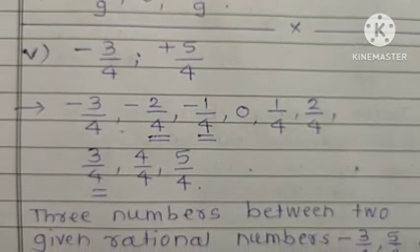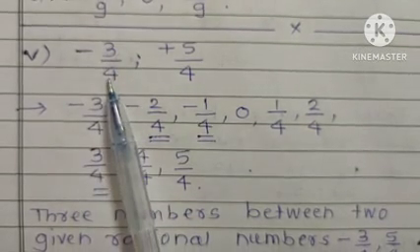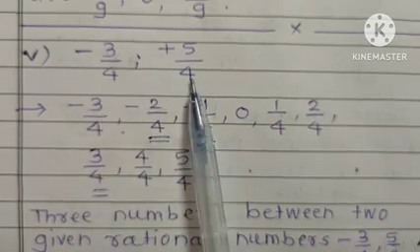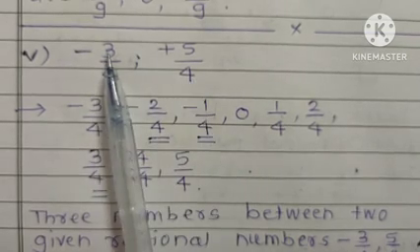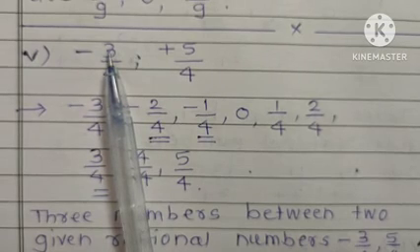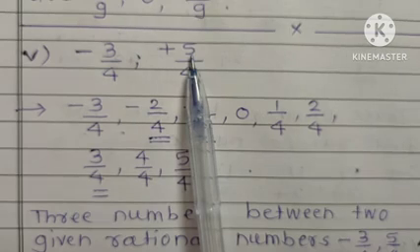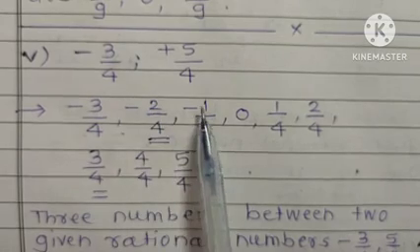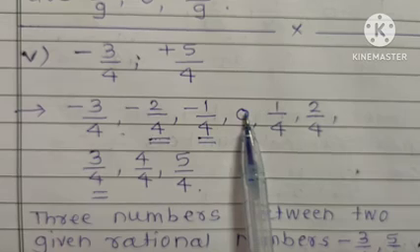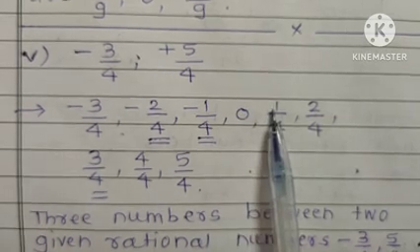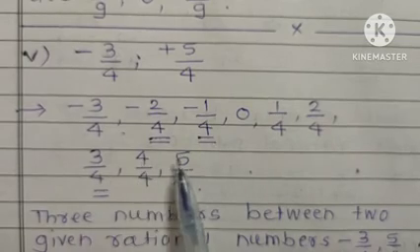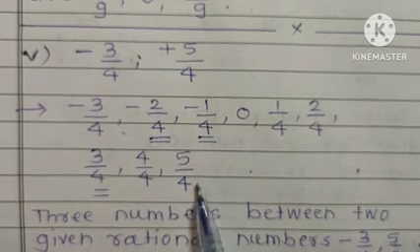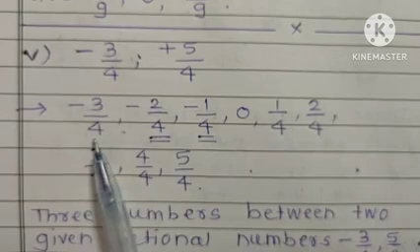Example 5. Minus 3 by 4 and plus 5 by 4. Here the denominator is similar. So, from minus 3, you go on up to 5. So, minus 3, then minus 2, minus 1, then 0. Now go on increasing. 1, 2, 3, 4, 5. Every time put denominator 4. Do not forget.